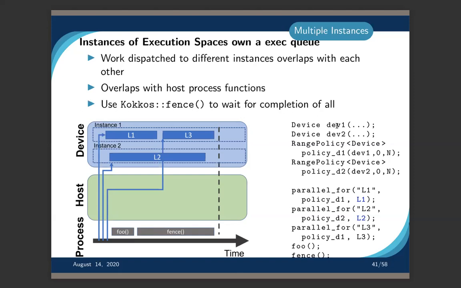So in this case, right, I have two different device instances. Say I created two CUDA instances, gave them two different CUDA streams. I created two policies, handing one the first and one the second stream. And then I use them to dispatch, right? And what now happens is that L2 can overlap with L1 and L3. And both of them overlap with foo. And Kokkos fence will wait for everything to finish.